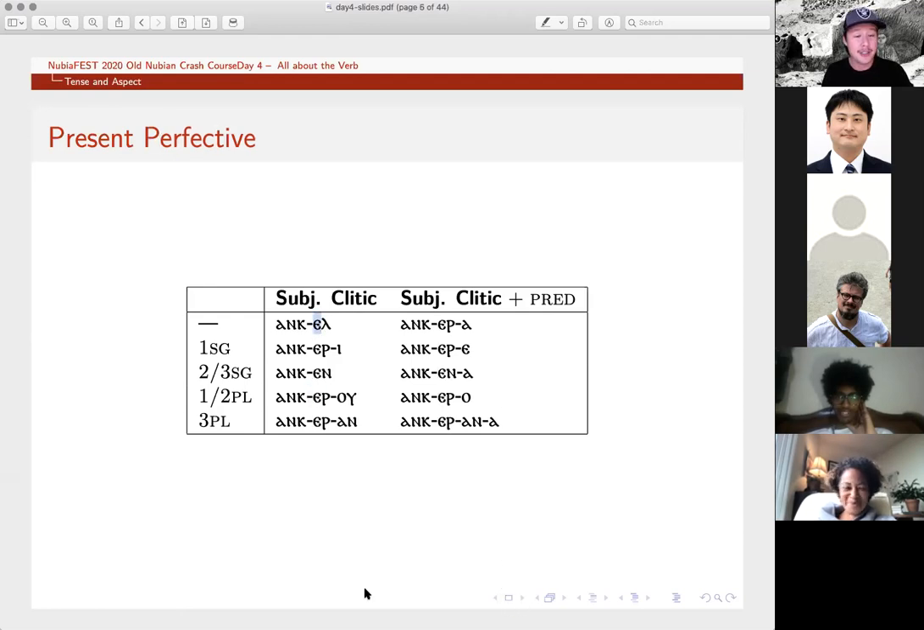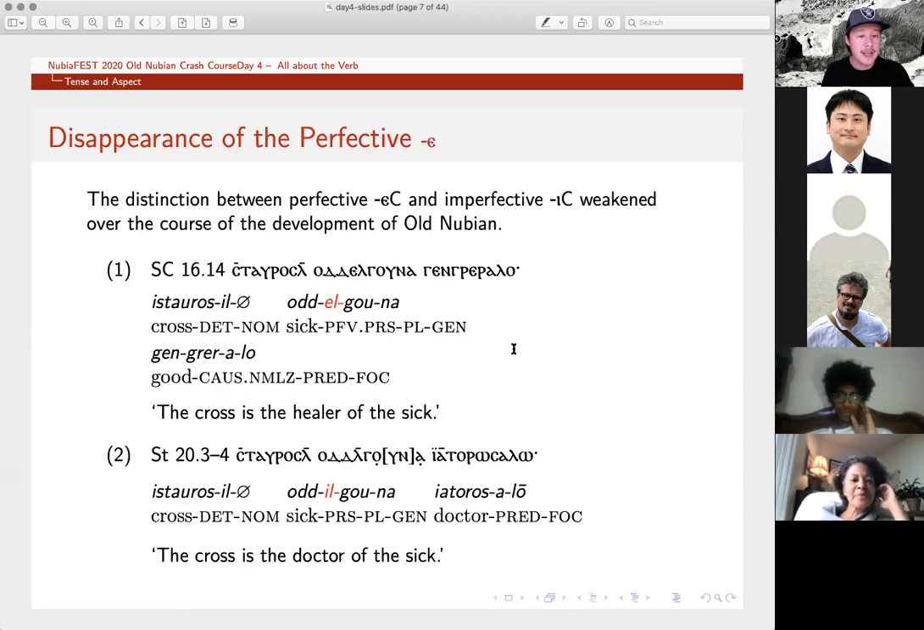So here we see consistently an epsilon. Nothing very special about it. Otherwise, all the endings are more or less the same. And then let's talk about the disappearance of this epsilon. Over time, this epsilon that used to indicate, at least in my interpretation, and this is my interpretation, perfective aspect, became weakened and was probably reinterpreted as just another variant of the imperfective, which usually has this iota.